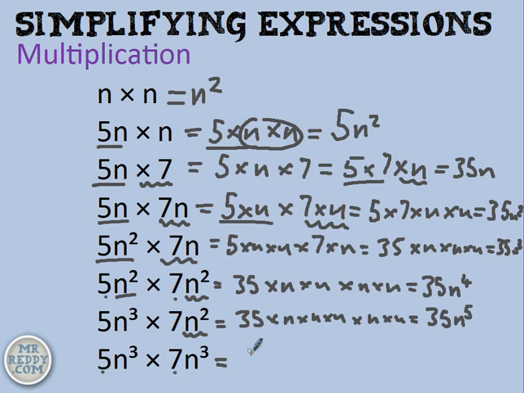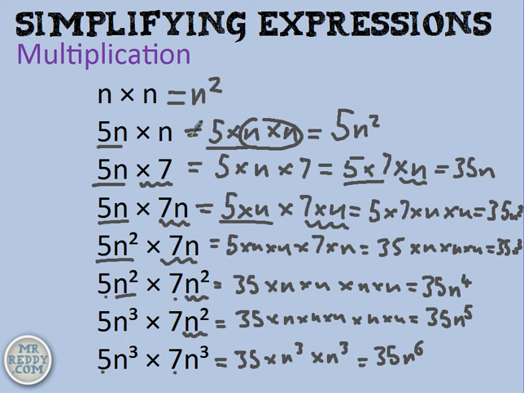5 and 7 you times together first, that gives you 35, and then we'll need to times by n cubed, and another n cubed, and that gives you 35 n to the power 6. Okay. All of those examples work nicely for any variable.